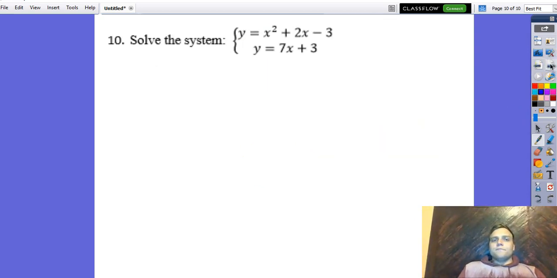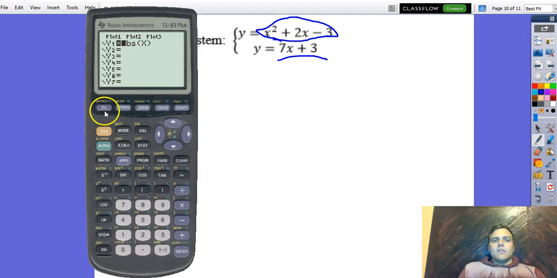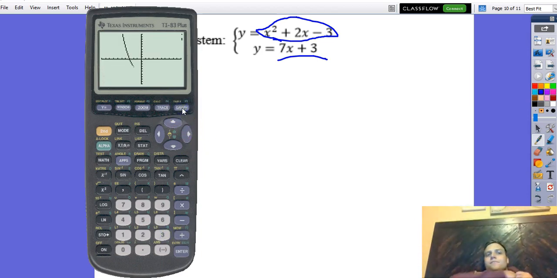Okay, let's go to number 10. Solve the system. y equals x squared plus 2x minus 3. y equals 7x plus 3. Okay, if you remember correctly, this is a parabola. This is a line. So I'm just looking for where the parabola and the line intersect. I'm just going to let my calculator do all the hard thinking for me. So I'm going to hit clear. I'm going to go x squared plus 2x minus 3. Press enter. 7x plus 3. I'm going to hit graph.